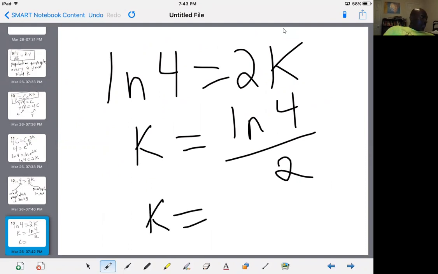It's ln 4 divided by 2. So let me get a calculator. I apologize for the chair. Maybe perhaps a little oil is needed for this guy. So ln 4 divided by 2 is about 0.693. So k is 0.693.